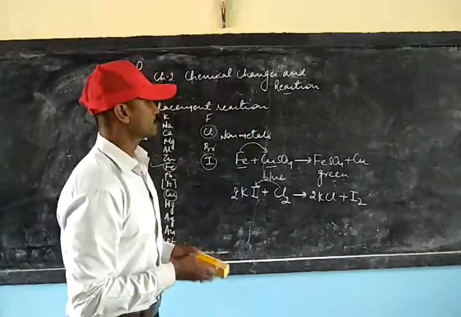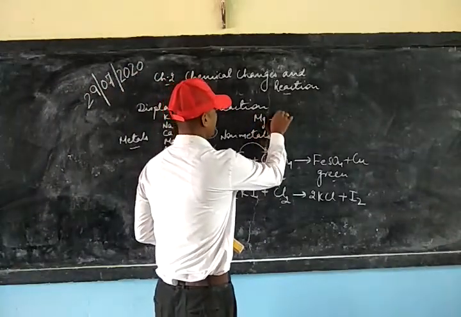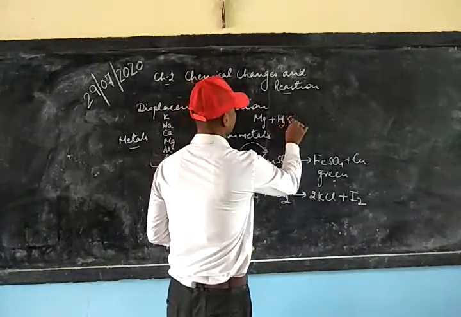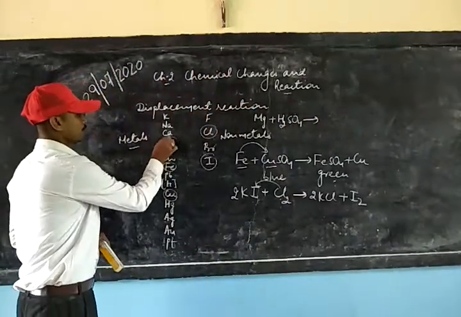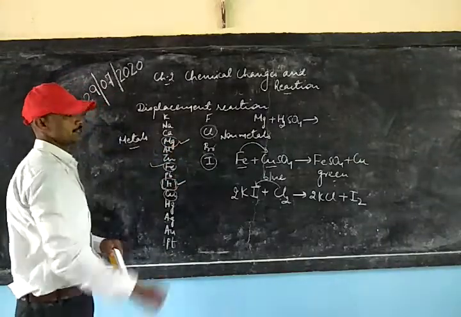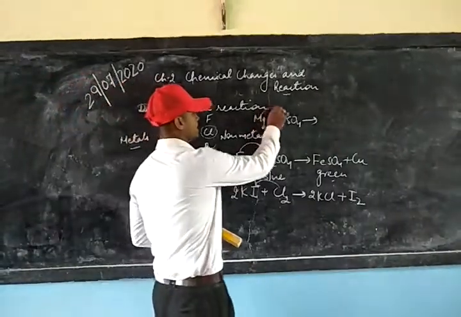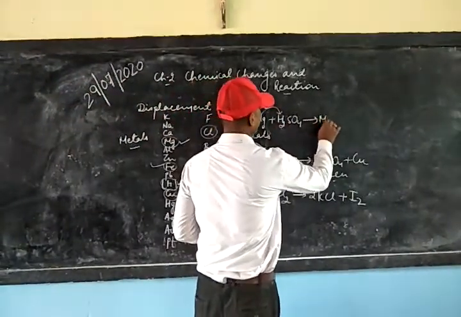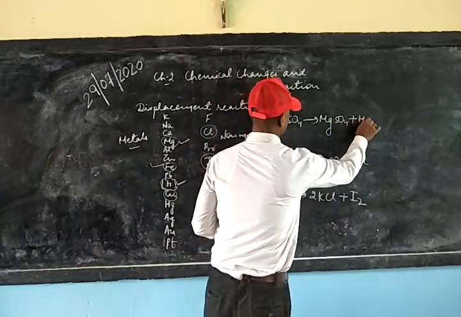We have one more reaction you can take, the reaction between magnesium and sulfuric acid. If you see the position of magnesium and hydrogen, magnesium is above hydrogen in the reactivity series. So magnesium can easily displace hydrogen to give the products MgSO4 plus hydrogen gas.